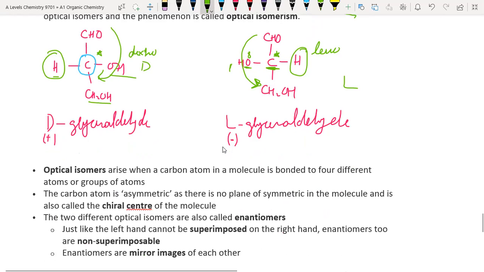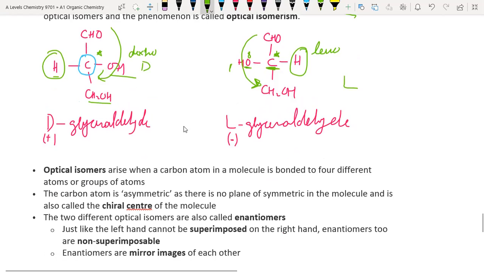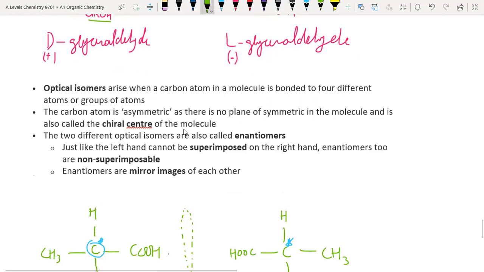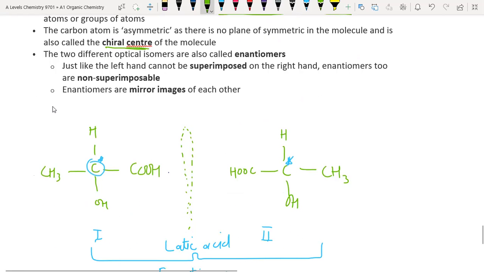Optical isomers, its further detail will be given in the A2 part. So you have to wait until then. Optical isomers arise when a carbon atom in a molecule is bonded to 4 different groups. That carbon atom is called a chiral center. Due to the presence of this chiral center, when this compound is seen in a mirror, it looks like that.